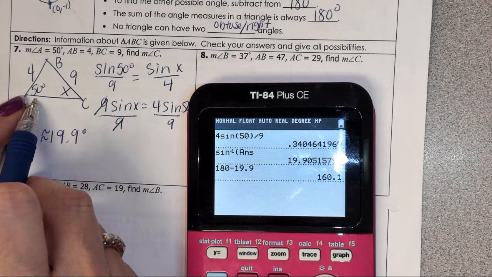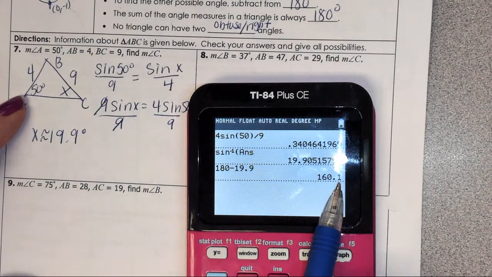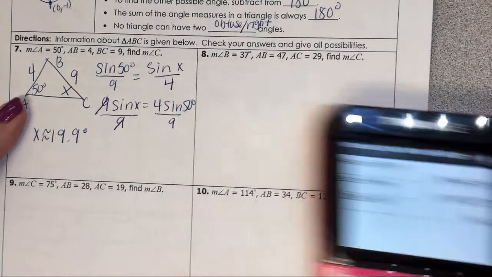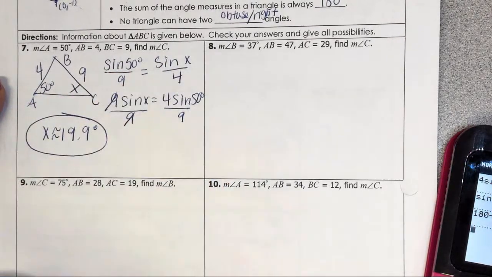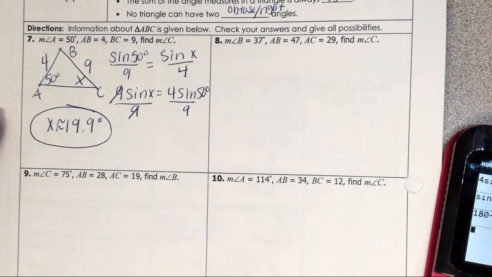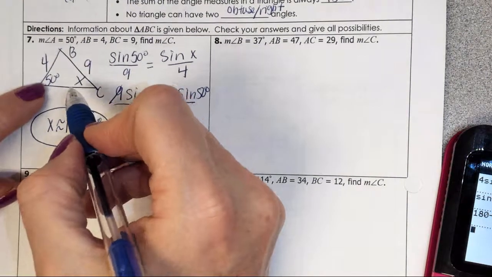That's already 50 degrees, isn't it? If I had an angle of 160, that's going to be too much to make a triangle, right? But I do have to check that every time, which is a bit of a pain. But that's going to be my angle. Has to be.